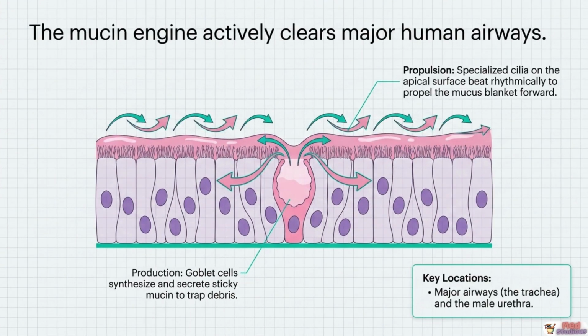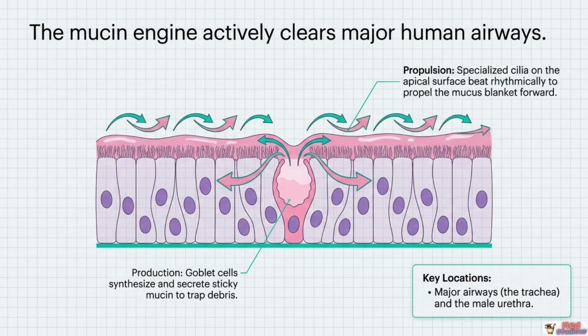Let's take a deeper look at the extraordinary functional machinery of pseudostratified columnar epithelium, because the mucociliary escalator is one of the most clinically important mechanisms in respiratory medicine. The system works in two perfectly coordinated stages. First, production. Goblet cells, scattered among the ciliated columnar cells, synthesize large quantities of mucin, a heavily glycosylated protein that, when secreted into the airway lumen, absorbs water and expands into a thick, sticky mucus gel.